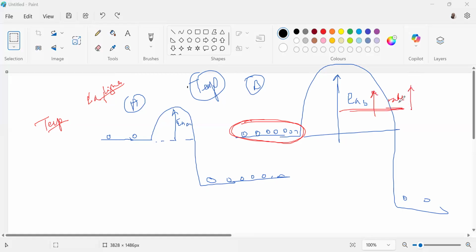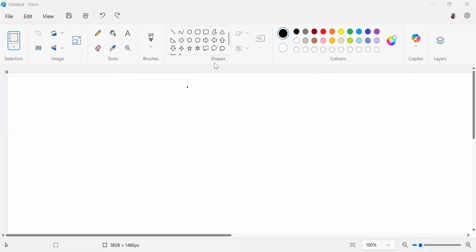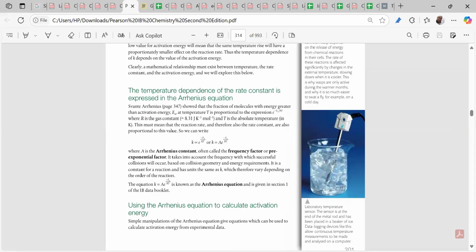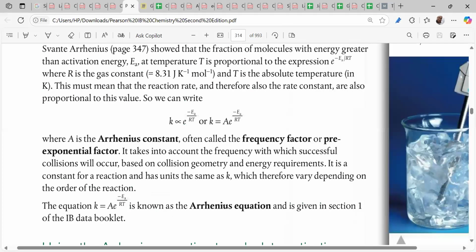Now, one scientist called Arrhenius amazingly joined all the parameters by a very good equation. What's the equation? K is equal to A e to the power of minus Ea by RT. Clear?